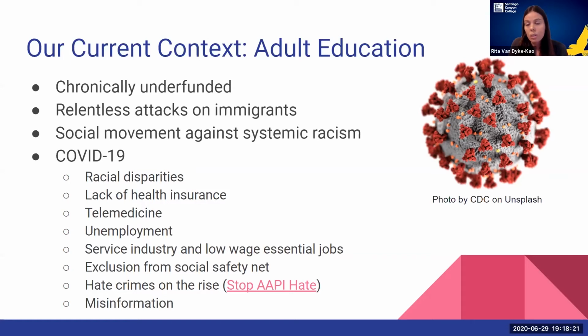Things like the racial disparity, that it's affecting people of color at far higher rates than white people. Lack of health insurance. And again, undocumented immigrants, I think it's something like 7 million that don't have health insurance. So they can't go to the primary doctor and get care if they're concerned about their symptoms.